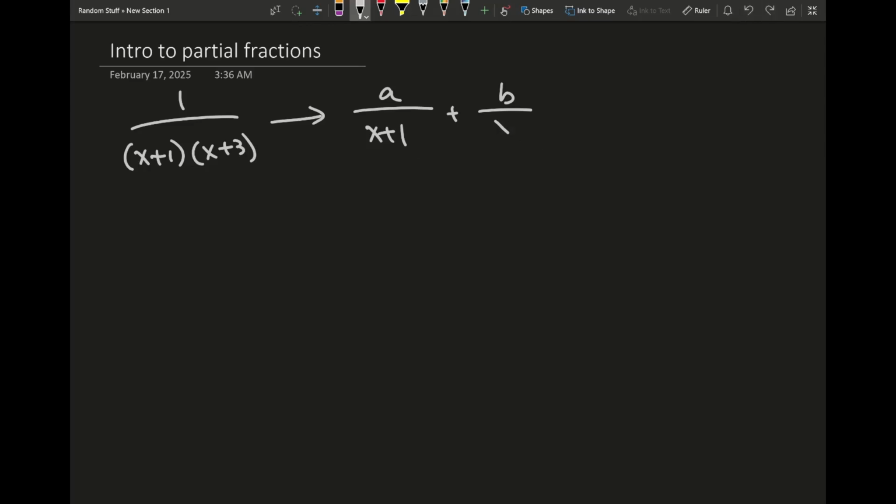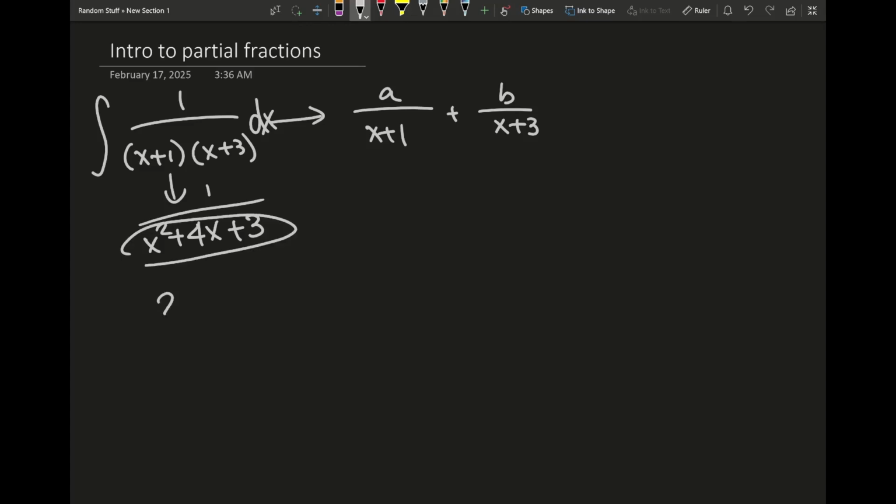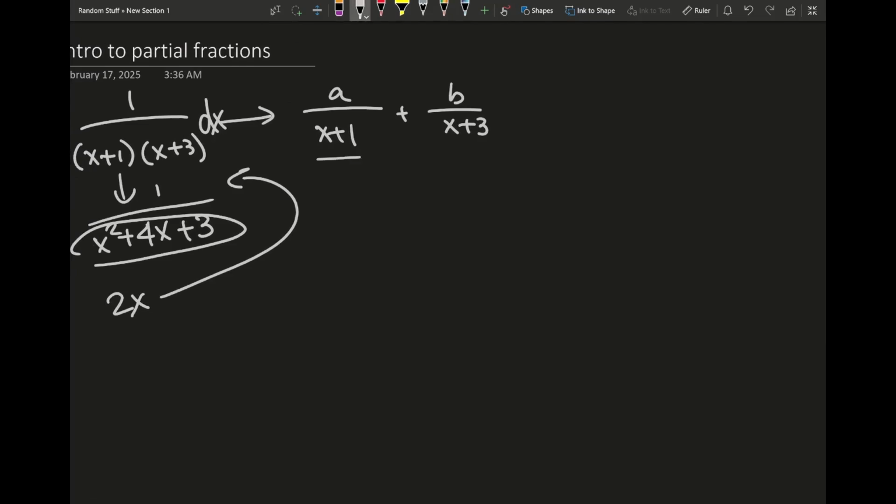So why is this important? Well, if you try to integrate this, you can't really do it, because the bottom goes to x squared plus 4x plus 3, and the top is just 1. The derivative of the bottom is 2x plus 4, but there's no 2x here, so you can't use u substitution. So we're going to try to break it apart so it's only constants up here, basically.